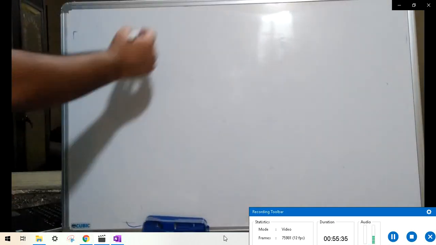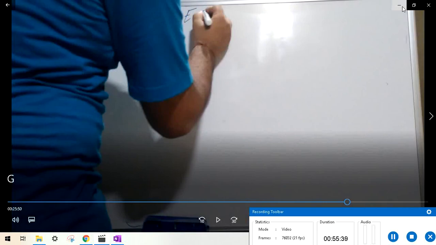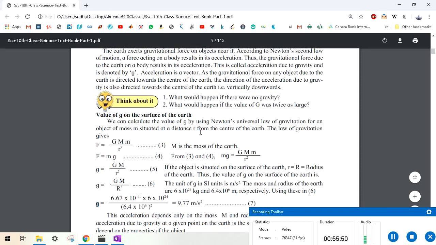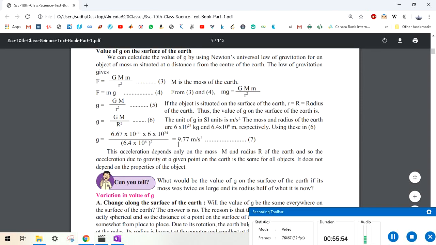Now we will learn about escape velocity. Okay, so I hope you understood this part too, where we have derived the value of small g. This small g is known as acceleration due to gravitation, Earth's gravitational acceleration, and we have found the value as 9.77 meter per second square.